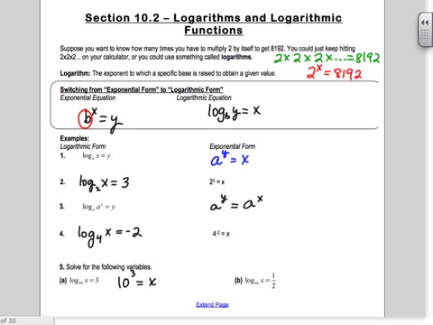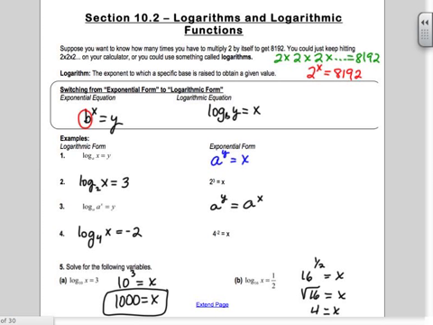All right, so 10 to the third is 1,000. So your answer is 1,000 equals x. All right, so how about this one? So I have log base 16 of x equals 1/2. So that's 16 to the 1/2 equals x. What does that mean to have 16 to the 1/2 power? Square root. So it means that square root is there. So square root of 16 equals x. The square root of 16 is 4.